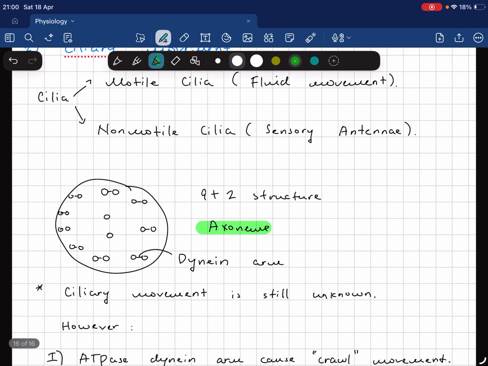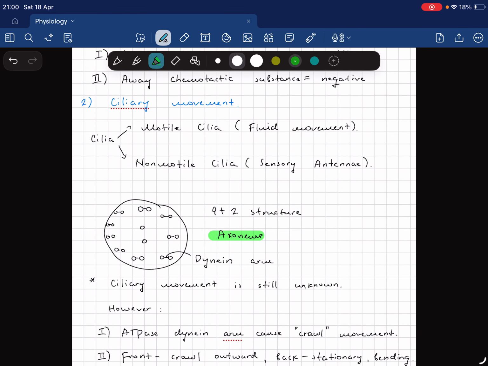Next, cells can also move through the process called ciliary movement. In our body, we have 2 types of cilia: motile cilia and non-motile cilia. Motile cilia are responsible for fluid movement, and non-motile cilia are responsible for sensory signals. In other words, they are also known as signaling antennae.